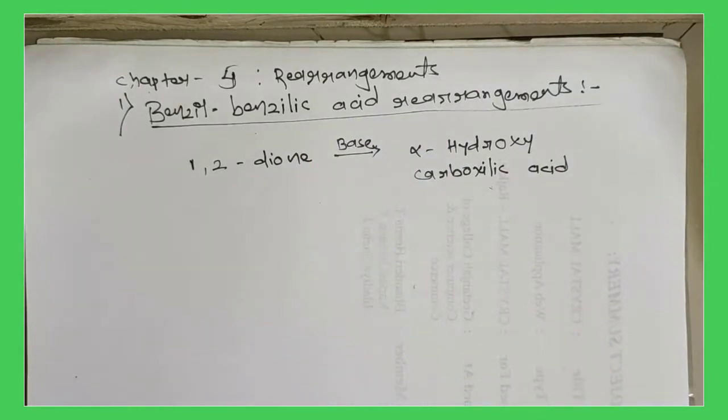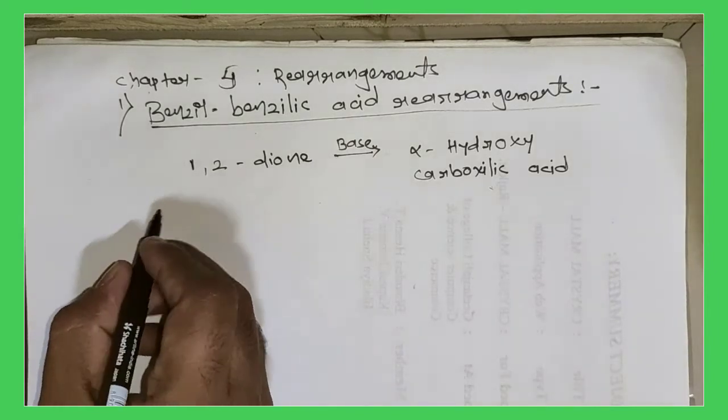So here the base catalyzed 1,2-dione, which is your reactant, is converted to alpha hydroxy carboxylic acid. This rearrangement is known as the Benzil Benzilic acid rearrangement. As we can see here, in a 1,2-dione the ketone functionality is converted to an acid functionality. Now let us discuss the reaction of this rearrangement.